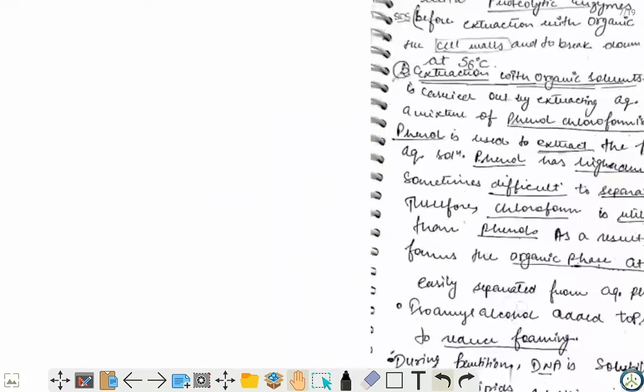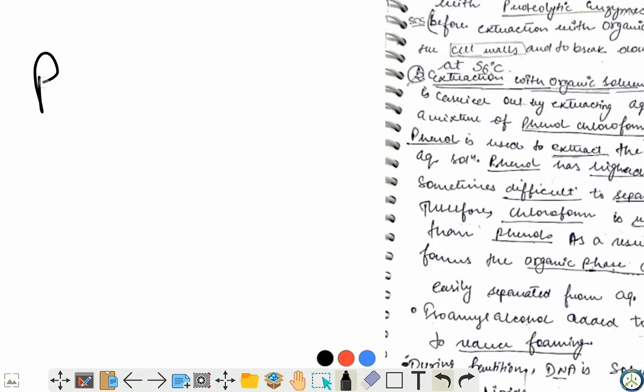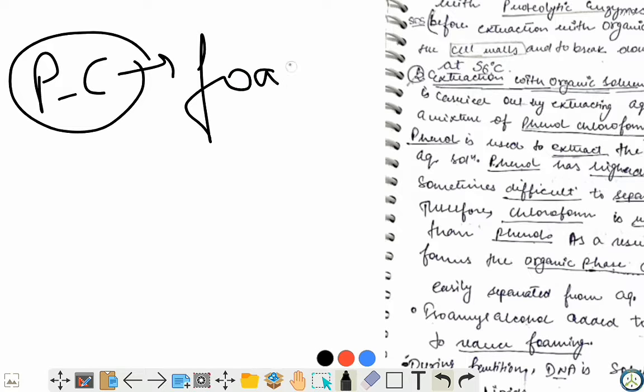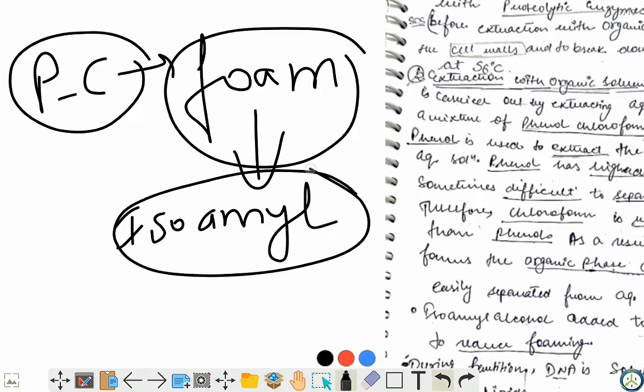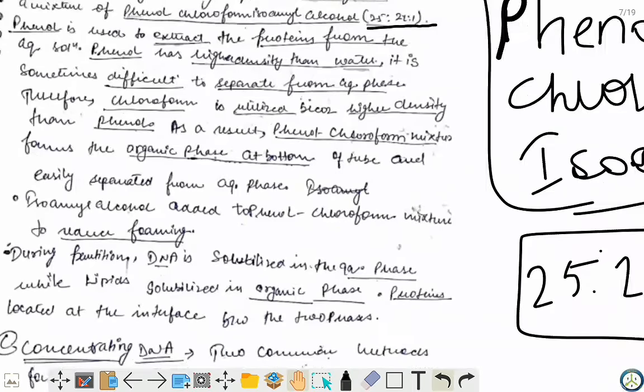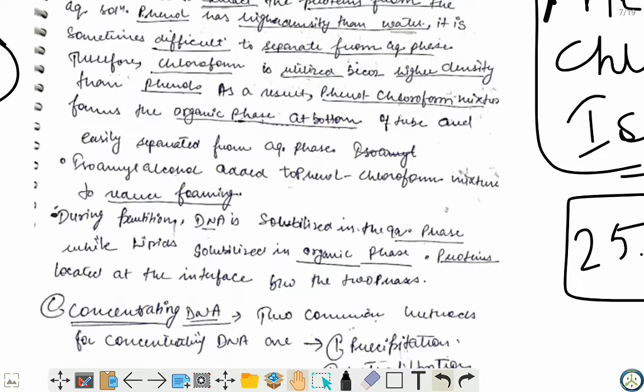Then when we add phenol plus chloroform, they will form foam. So we have to use an antifoaming agent here, and that antifoaming agent is isoamyl alcohol. It will prevent the formation of foam. Clear? So isoamyl alcohol is added to the phenol and chloroform mixture to reduce the foaming.